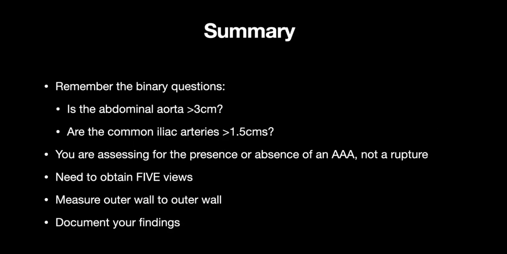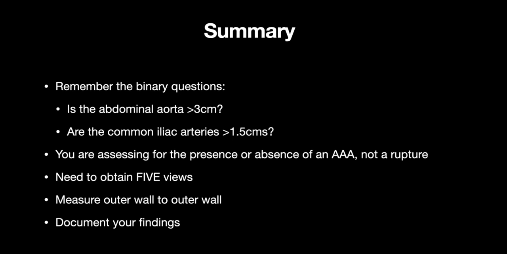In summary, remember the binary questions that you've asked, and this is important for all point of care ultrasound, all PoCUS scans. So in this case, is the abdominal aorta greater than 3 centimeters, or are the common iliac arteries greater than 1.5 centimeters? And it should be yes or no. You're assessing for the presence or absence of an aneurysm, not whether it has ruptured. And that's a very important point just to remember.